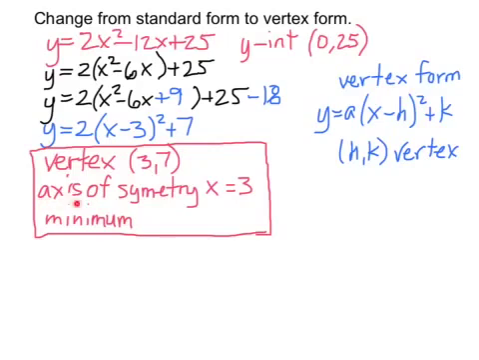You remember the axis of symmetry, way back when we graphed quadratic equations, the axis of symmetry had to go through the x-coordinate of the vertex. So the axis of symmetry would have to be at x equals 3. And since a is positive, it means it's going to open up, and the vertex, therefore, would be the minimum that's at the very bottom of the graph.